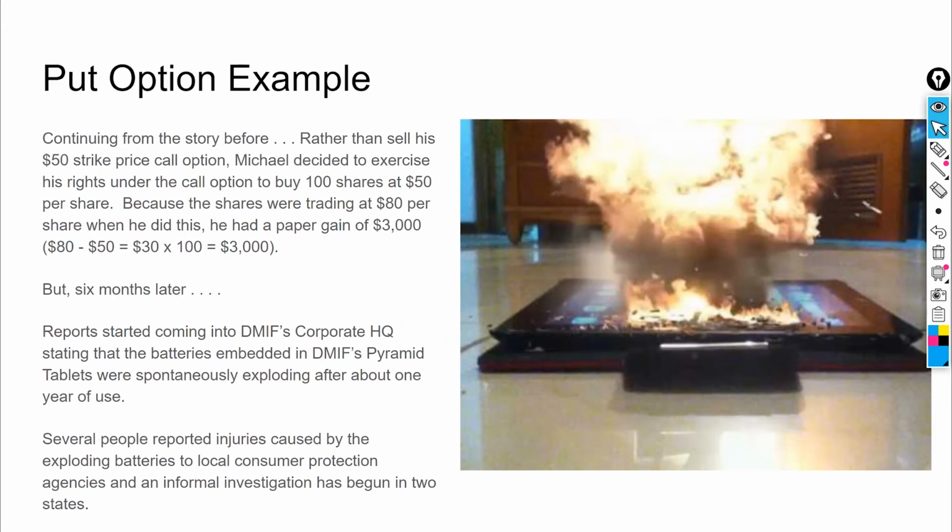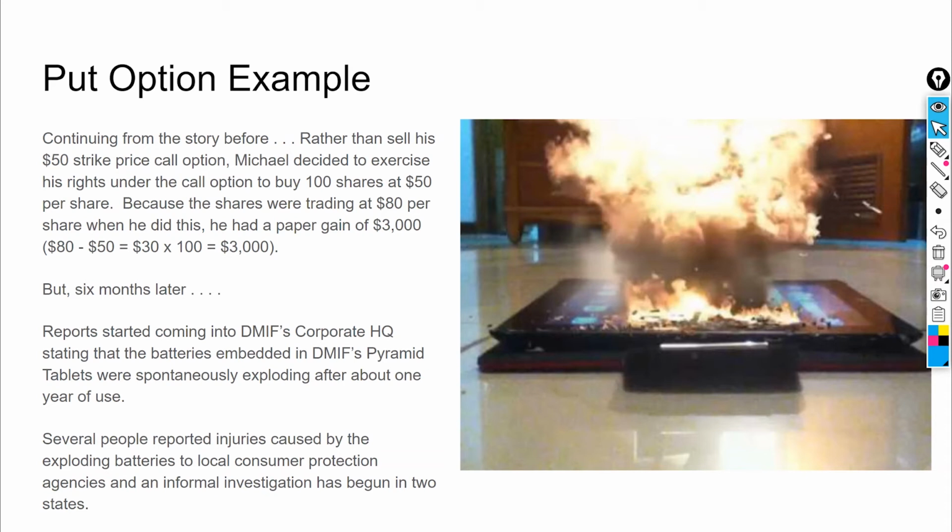Okay, so we finished our hypothetical with call options. So hopefully you have a better handle on call options and being a buyer or holder of call options specifically. We didn't talk about selling call options. That's another lesson. But let's talk about put options now, which is the other type of option.